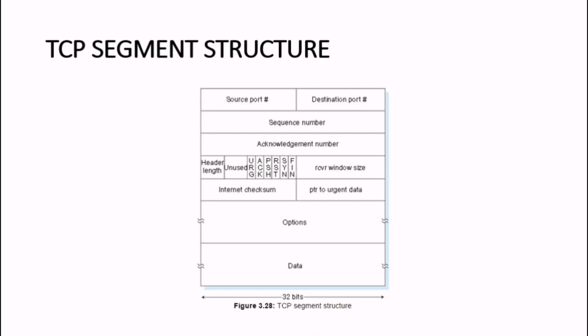And then it also has an acknowledgement number. Acknowledgement is required because the client needs to know whether the data that the client sent is received or not. And then there's the header length, window size, checksum, which we already discussed last week, options, and lastly the data that we're going to send.